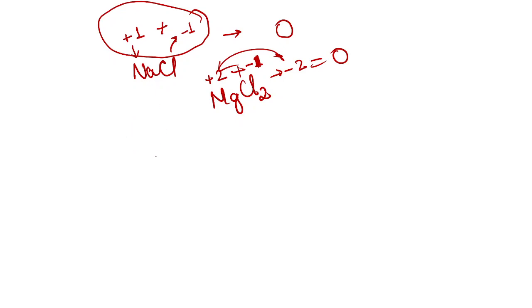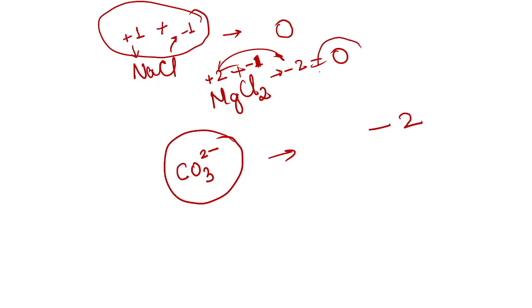Now the second part says that for a polyatomic ion, meaning if you have CO3 2 negative, this type of polyatomic ion, then the sum of all the oxidation numbers should be equal to minus 2. Here the sum is equal to 0, but in case of a polyatomic ion, the sum will be equal to the charge which is present on the polyatomic ion.